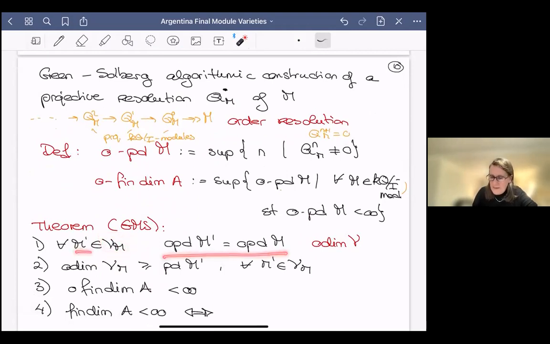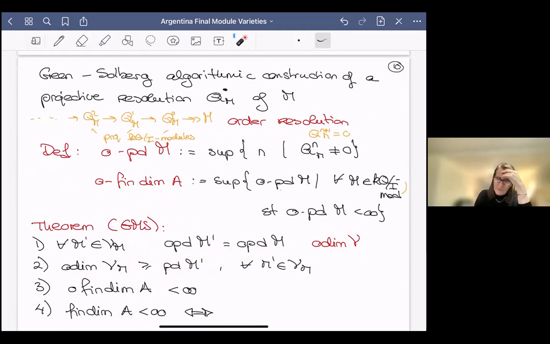Okay, with those definitions, we can show that if we have our variety, then all the modules in a variety have the same order projective dimension. And so we call it the order dimension of the variety. And of course, the order dimension of the variety is an upper bound for the projective dimension of any module in the variety, because this projective dimension without the O is given by a minimal projective resolution, right? So this is always going to be bigger.